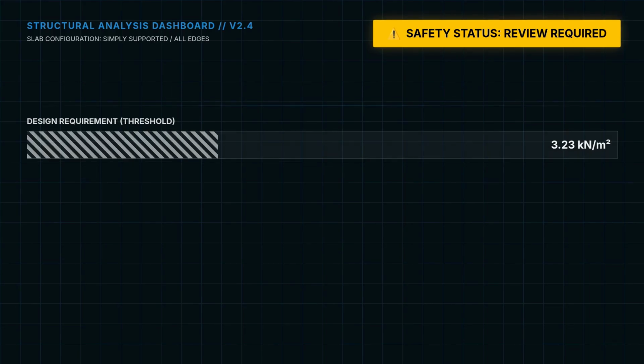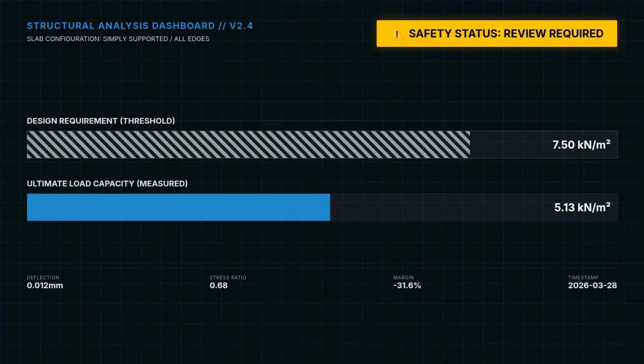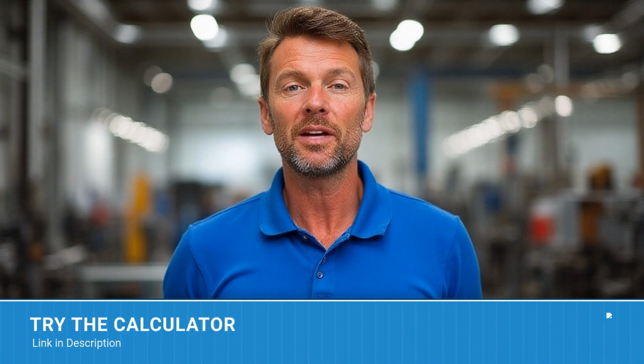The safety status indicates review required, meaning our ultimate load capacity of 5.13 is less than typical design requirements. This tool quickly validates your yield line analysis for preliminary slab design.